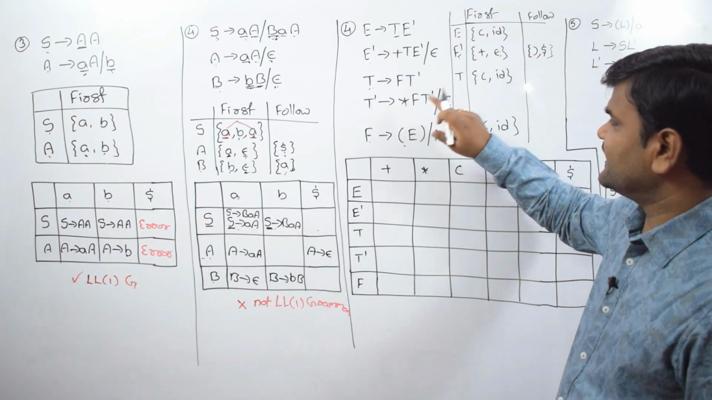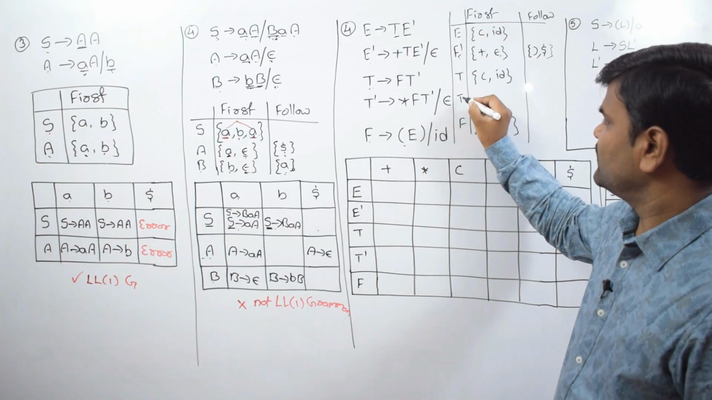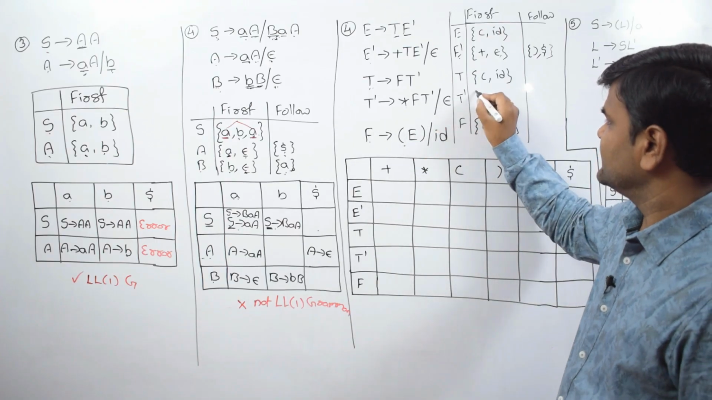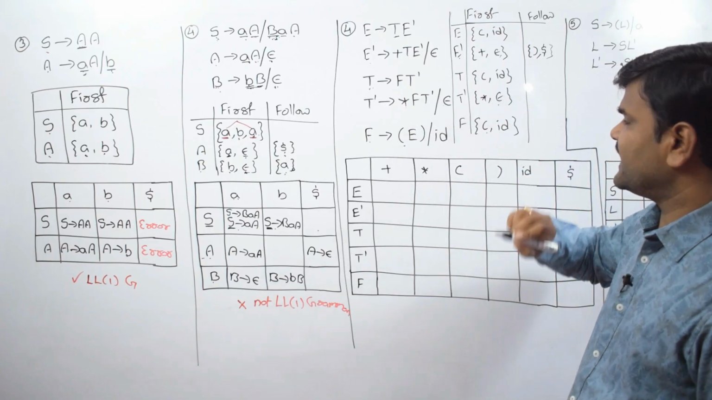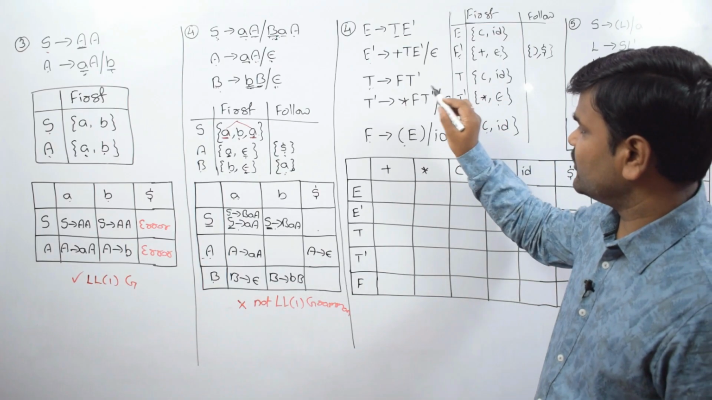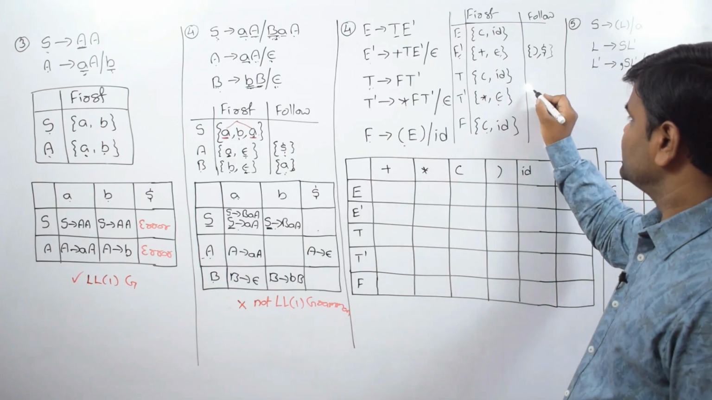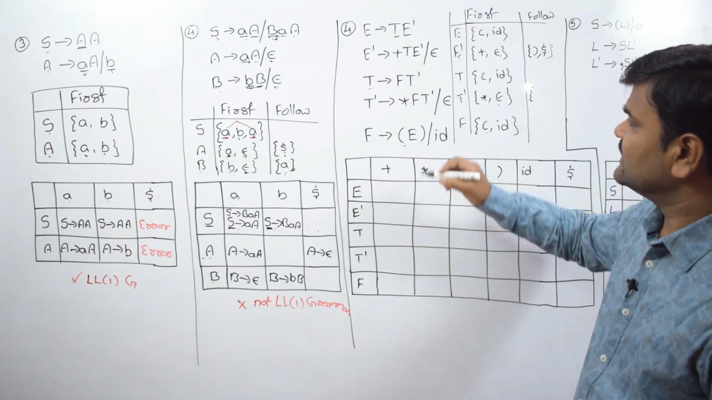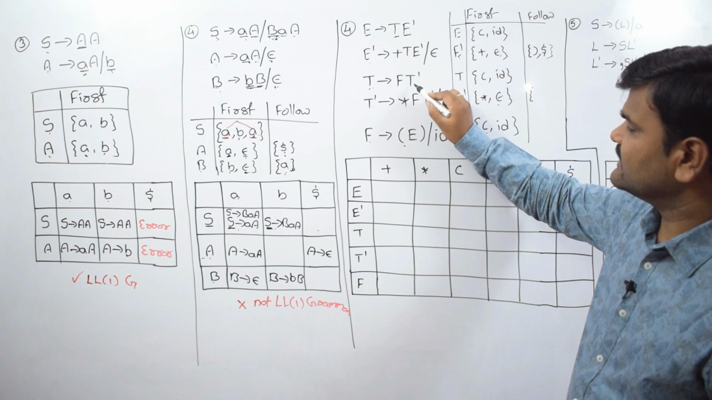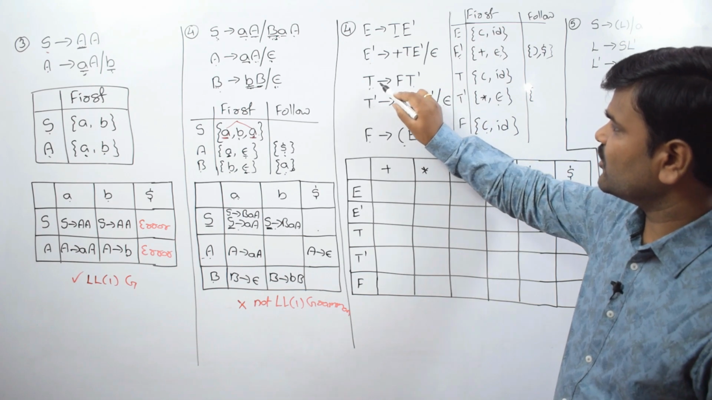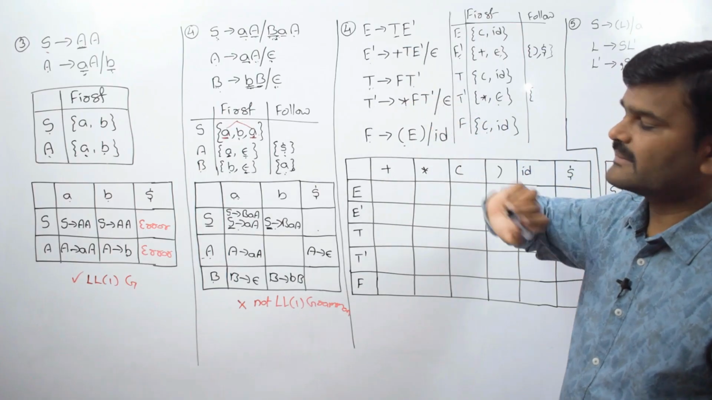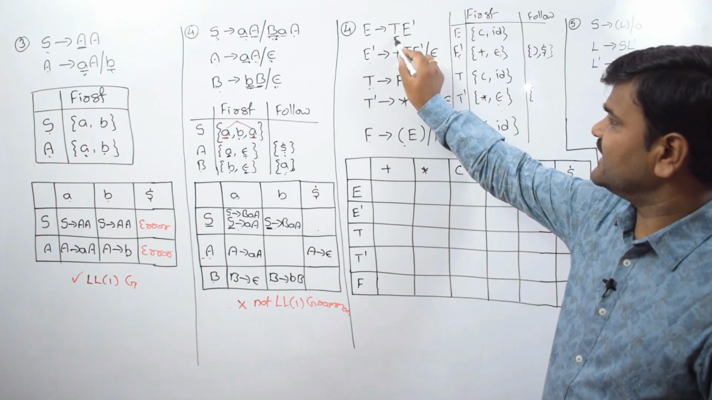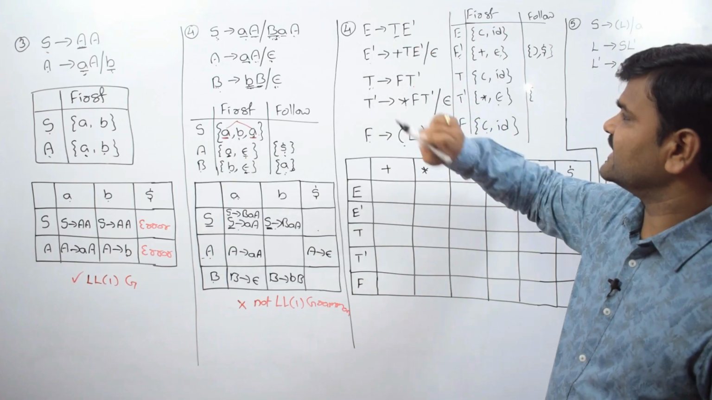Now T is completed, T dash. So first of T dash is what? Star, epsilon. Because we have an epsilon, we have to find out follow of T dash also. So follow of T dash: here we have T dash, so follow of T dash will become follow of T. T exists here and here, so follow of T will become first of E dash actually.